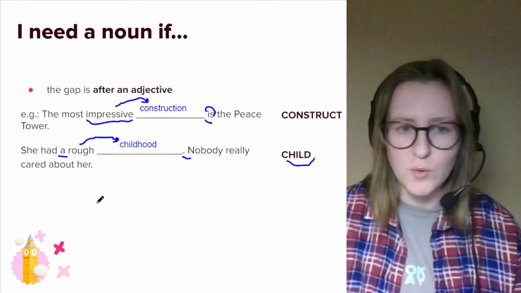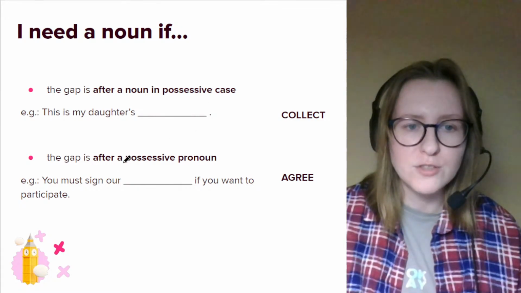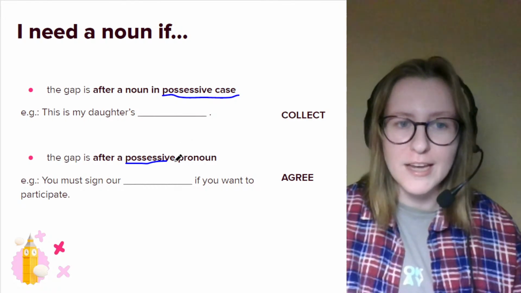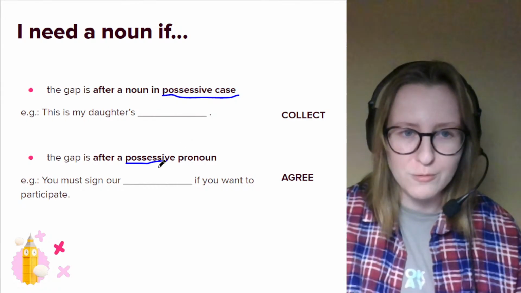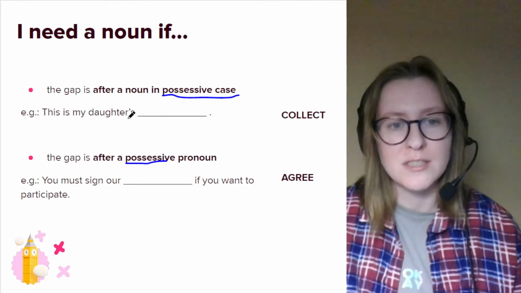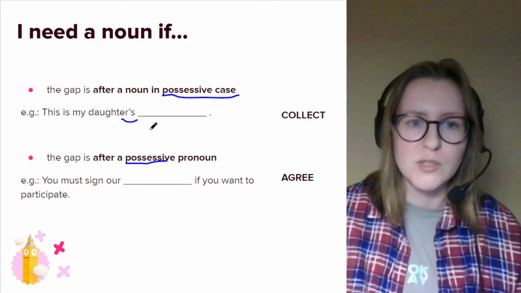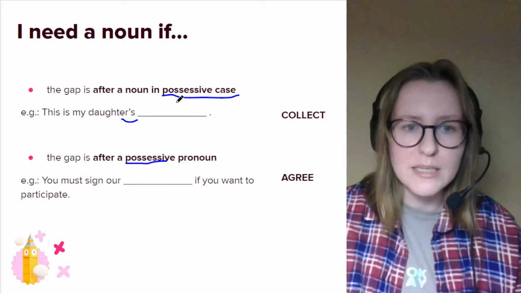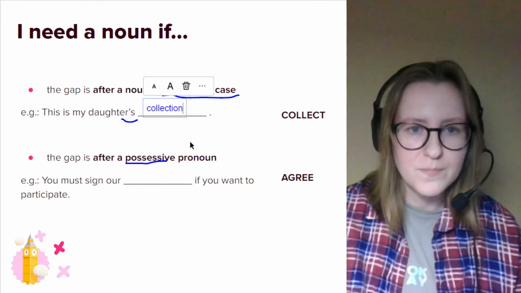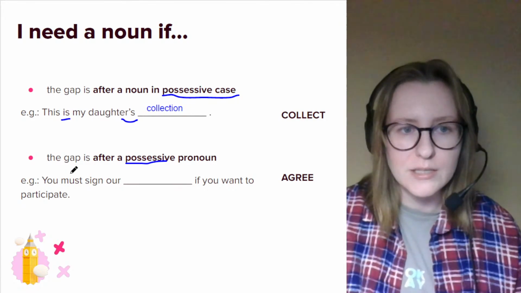Okay, moving on to another one. The gap is after a noun in possessive case or after a possessive pronoun, right? So, if we have possession in the sentence, we definitely need a noun, right? To say what belongs to somebody. In our example, this is my daughter's. Of course, after daughter's, something belongs to my daughter, we need a noun. We need to put the word collect into the sentence. Let's do that. Collect, collection, right? And again, why do we need a singular noun? Because this is my daughter's collection, right?